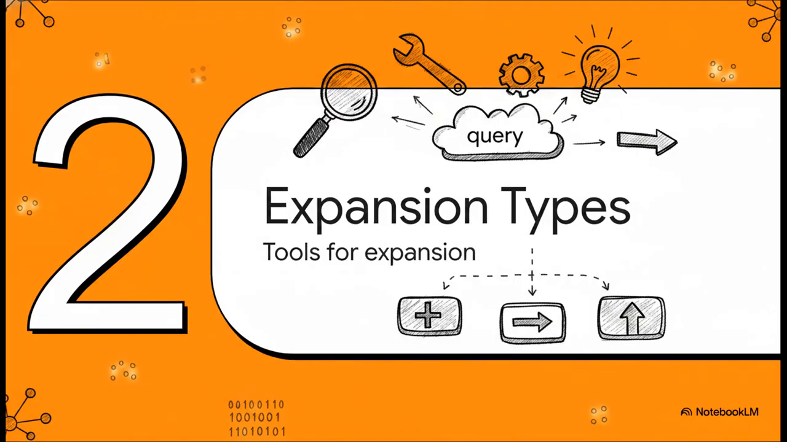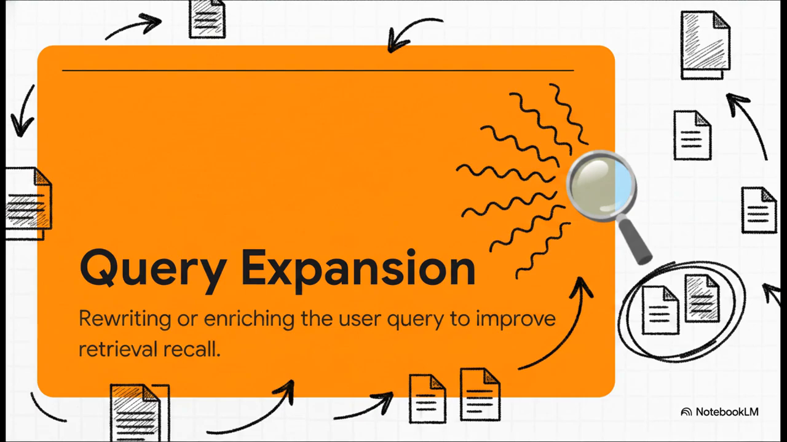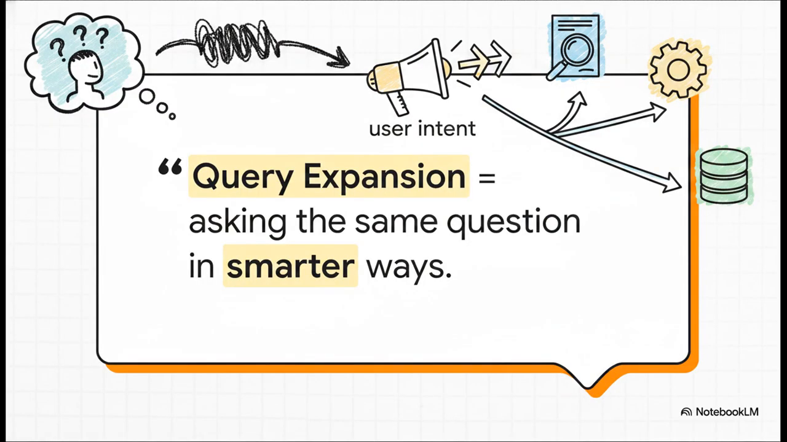Moving right along to Section 2, types of query expansion. Let's dive into the specific tools we use to actually execute this. Now, before we start engineering the pipeline, let's establish a firm baseline. Query expansion is simply rewriting or enriching the user's initial query to improve retrieval recall. And by recall, I mean the system's ability to find all those relevant documents hiding in the dark corners of your database.